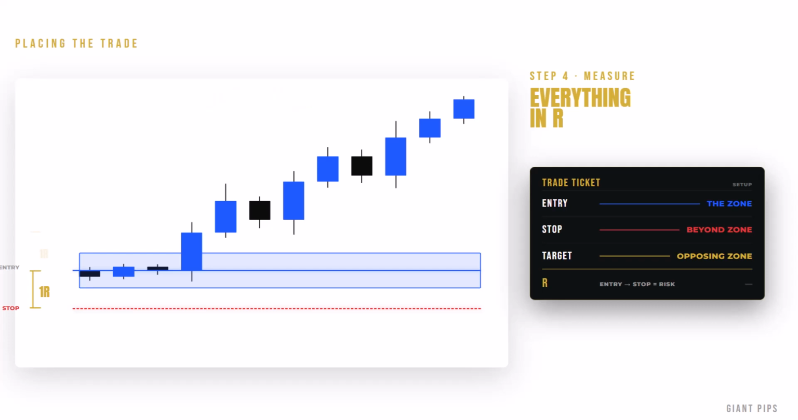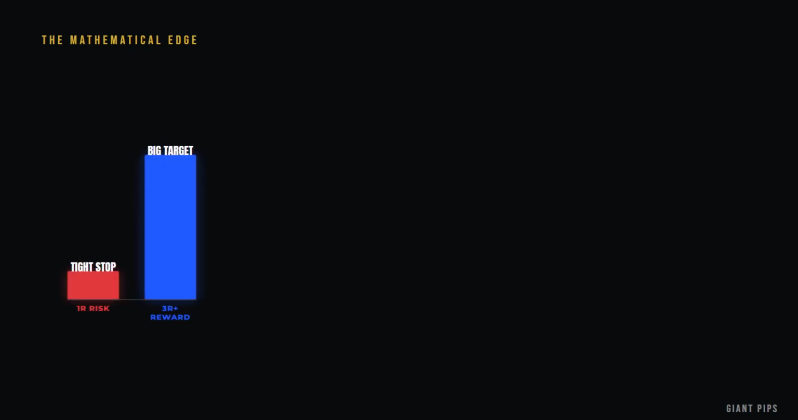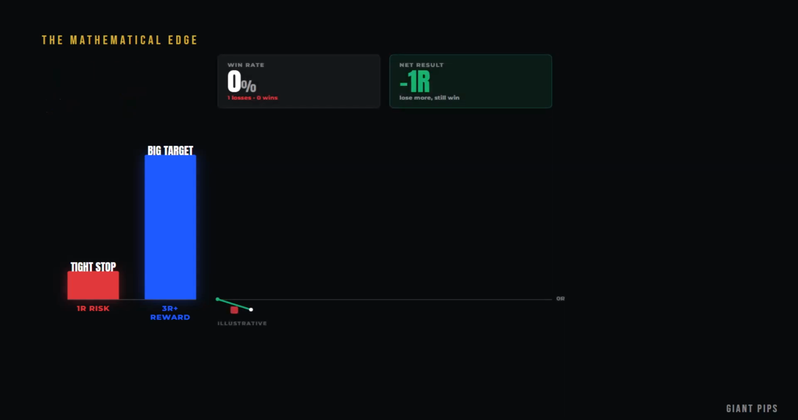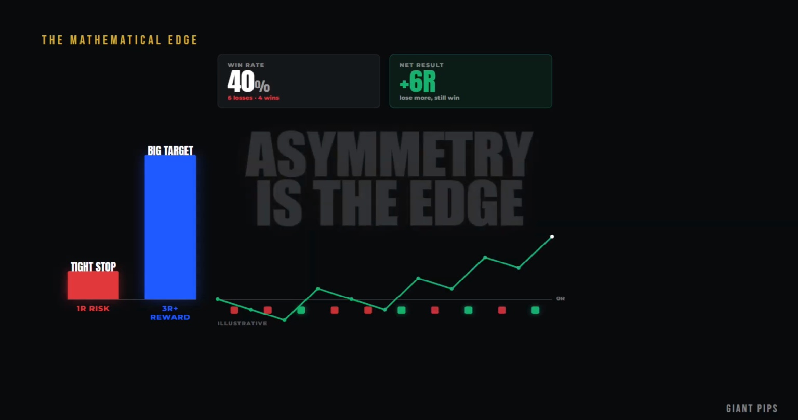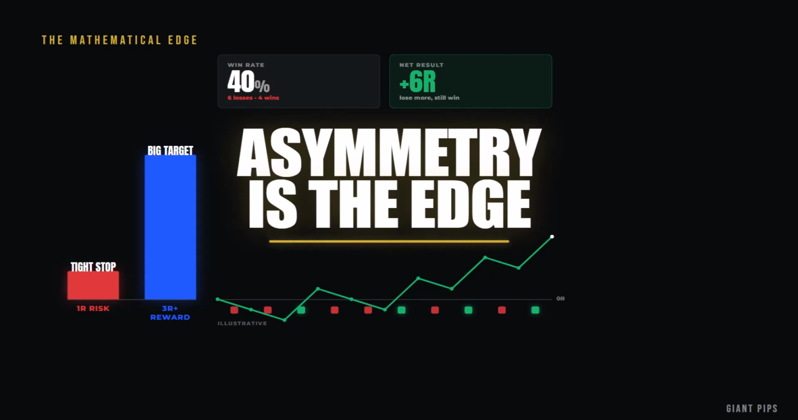So if you risk 1R and the trade travels 3 times that distance to your target, that's a 3R trade. And because good zones let you place a nice, tight stop right at the edge of the level while you target a zone far, far away, supply and demand naturally hands you trades where your reward absolutely dwarfs your risk, which means, and this is the beautiful part, you can lose more trades than you win and still come out profitable, as long as your winners are worth several R each. That asymmetry is the entire mathematical edge.